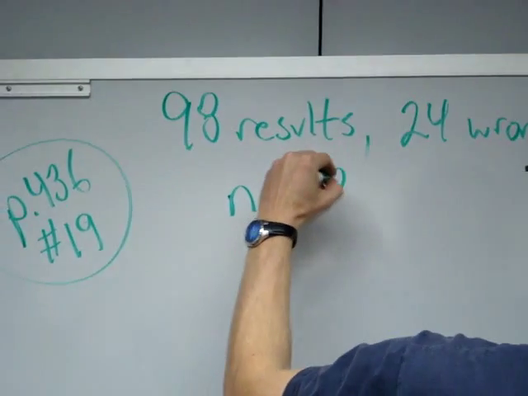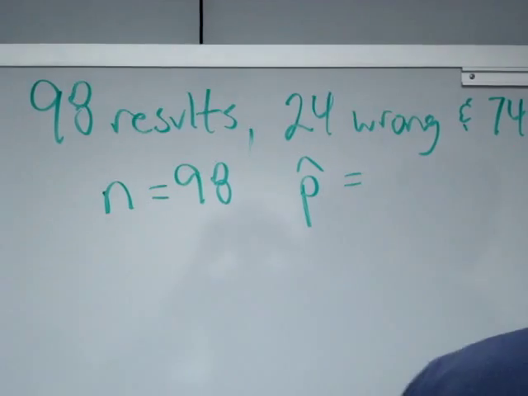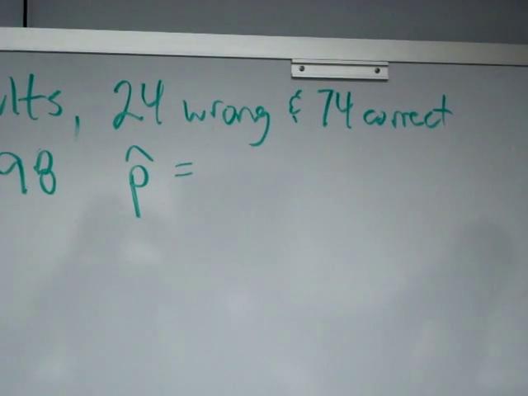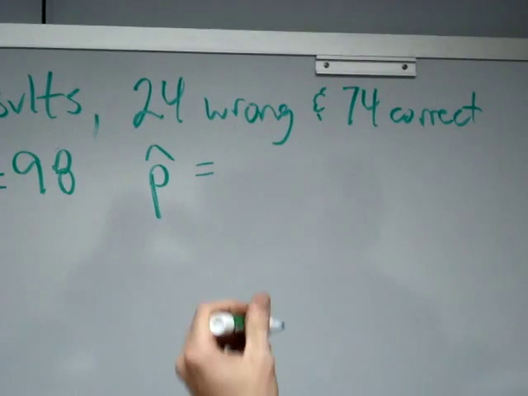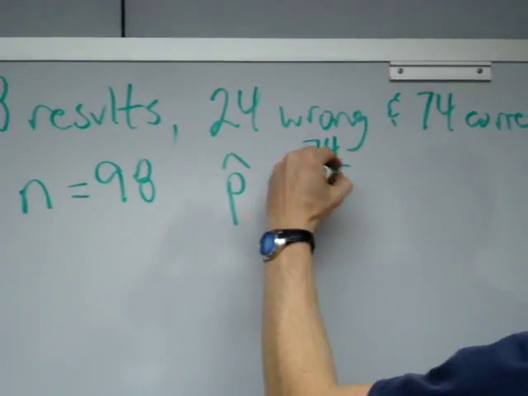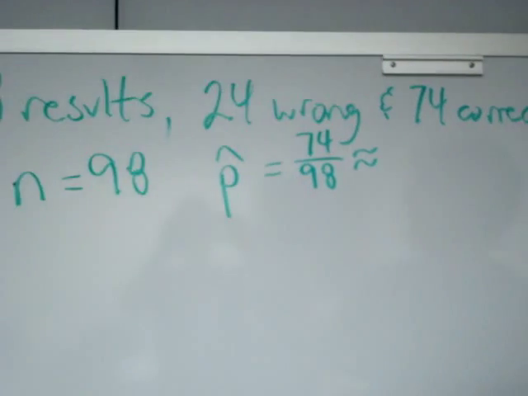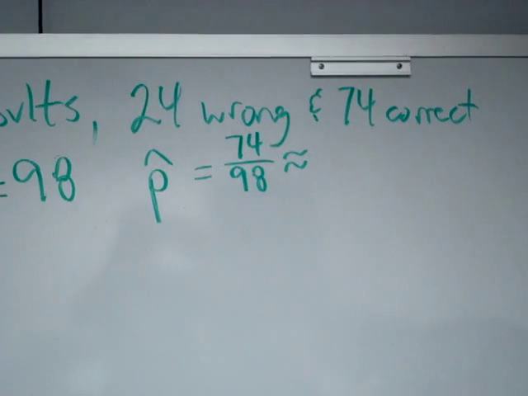n is equal to 98. And p hat, the sample proportion. And we're interested in the proportion that are correct. So this would be 74 over 98. If you wanted, you could round this to 4 places. So 0.7551.